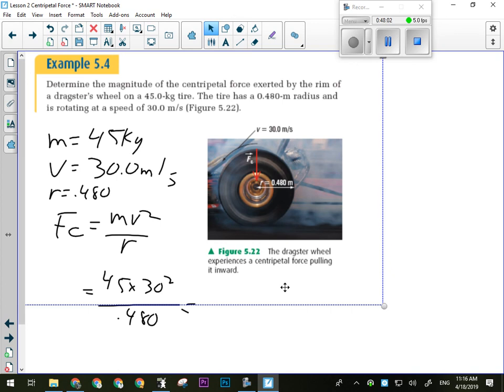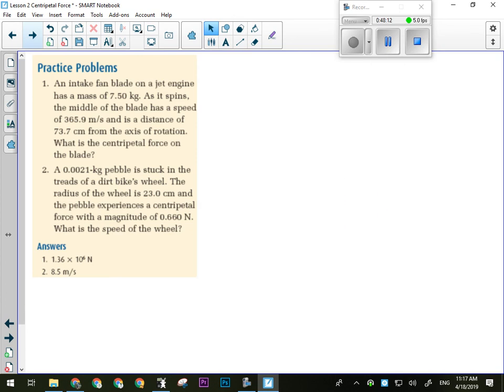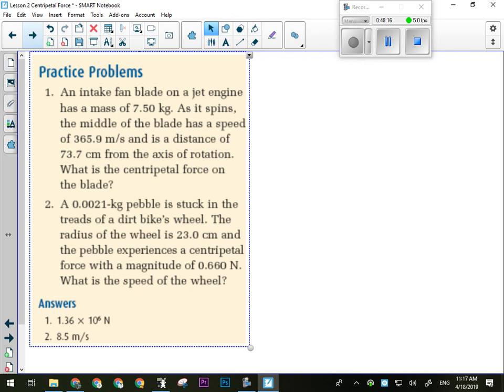Everybody all right with that one? I would probably never ask you one that easy. You just plug the numbers into the formula. You guys are too good for that. So, these two are pretty straightforward. I think we'll do those two, and then we'll see where we're at. Maybe we'll call it a day after those two.